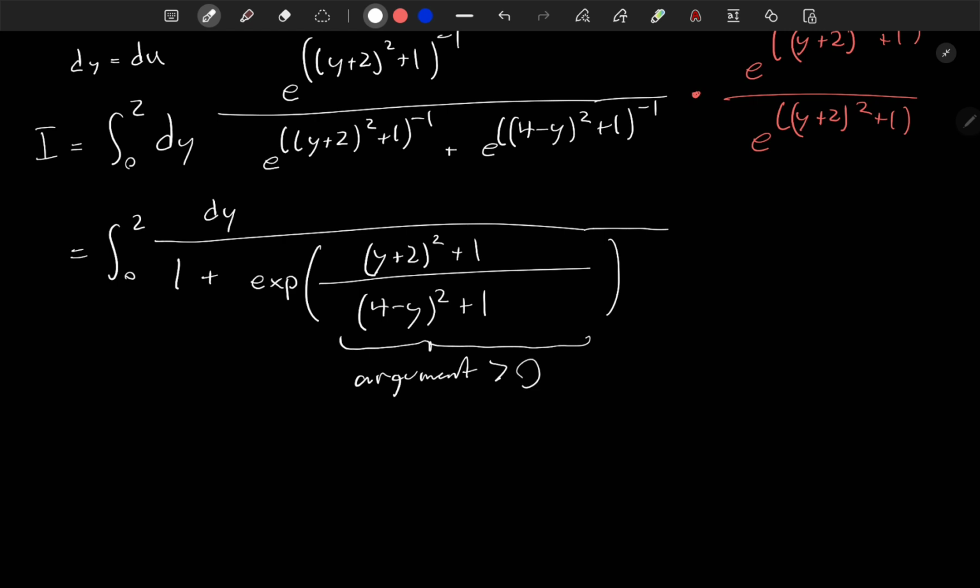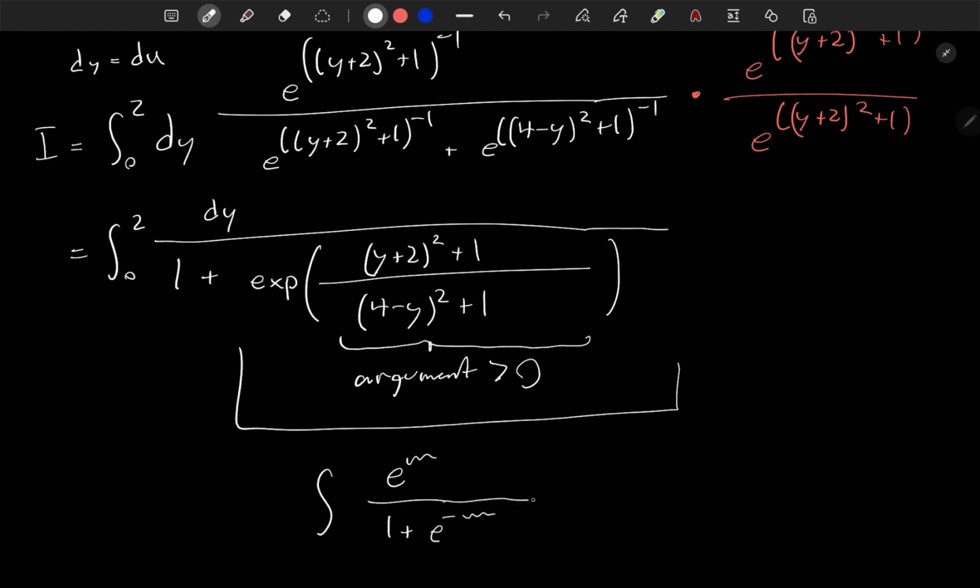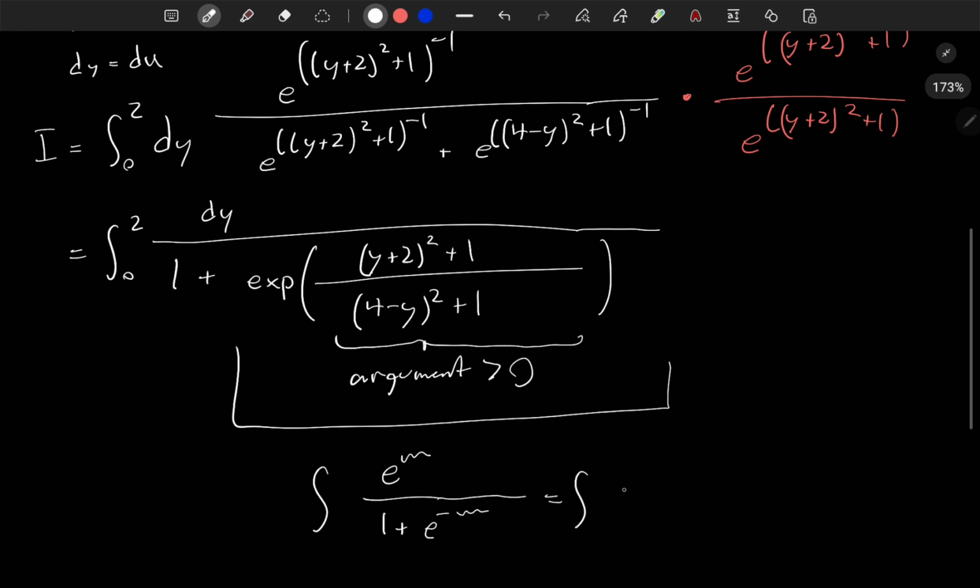So we could multiply the whole thing by the reciprocal of the exponent on the numerator and denominator, so that we have an integral of e to some stuff and then 1 plus e to some negative stuff, and that would allow us to do a series. Let's do the geometric series.